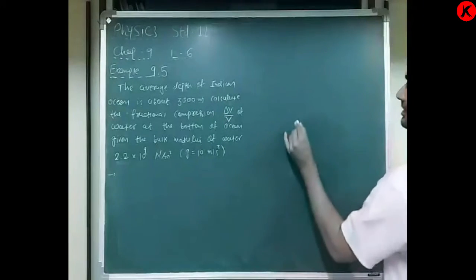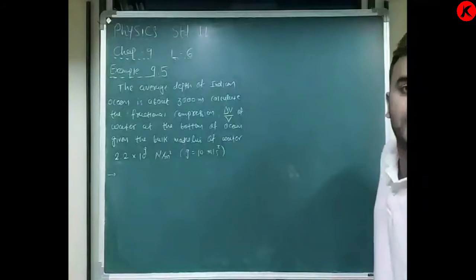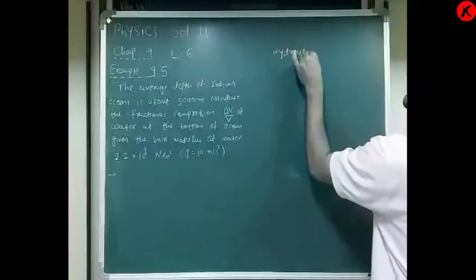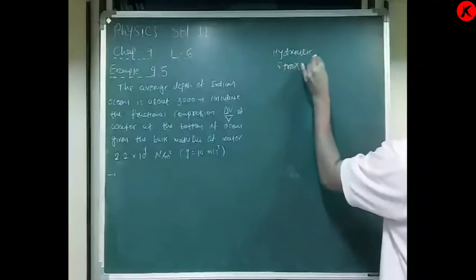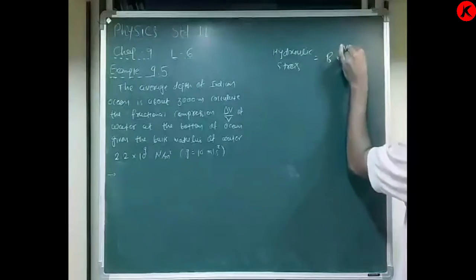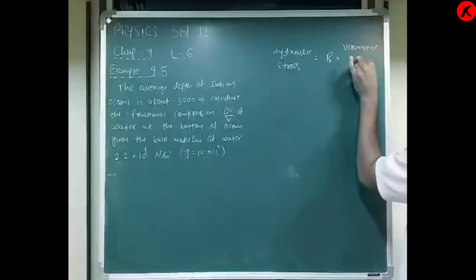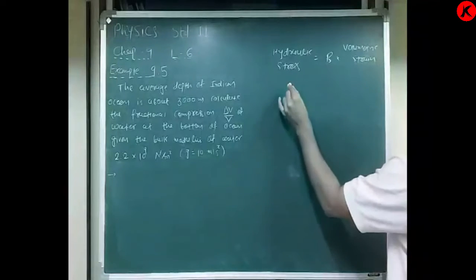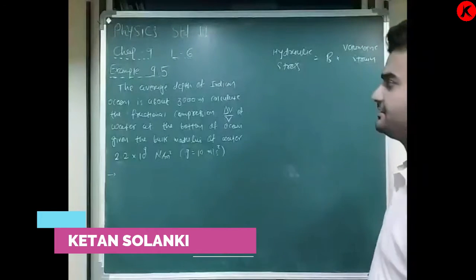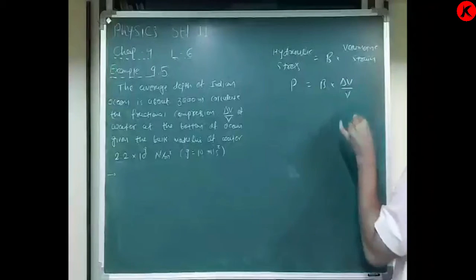Volumetric or hydraulic, both are same. So I can say that hydraulic stress is equal to bulk modulus B into volumetric strain. What is hydraulic stress? It is pressure. So pressure is equal to B into delta V by V.